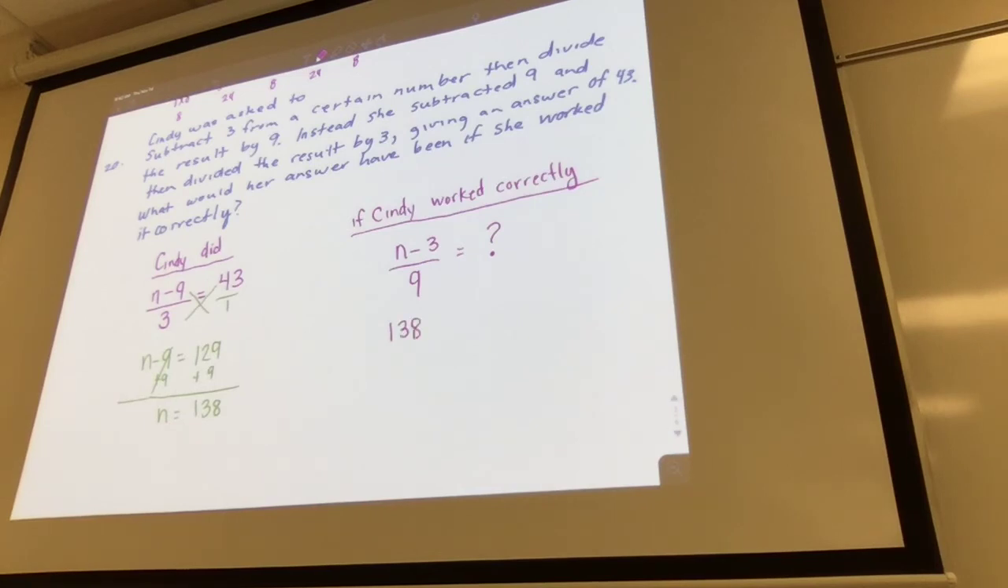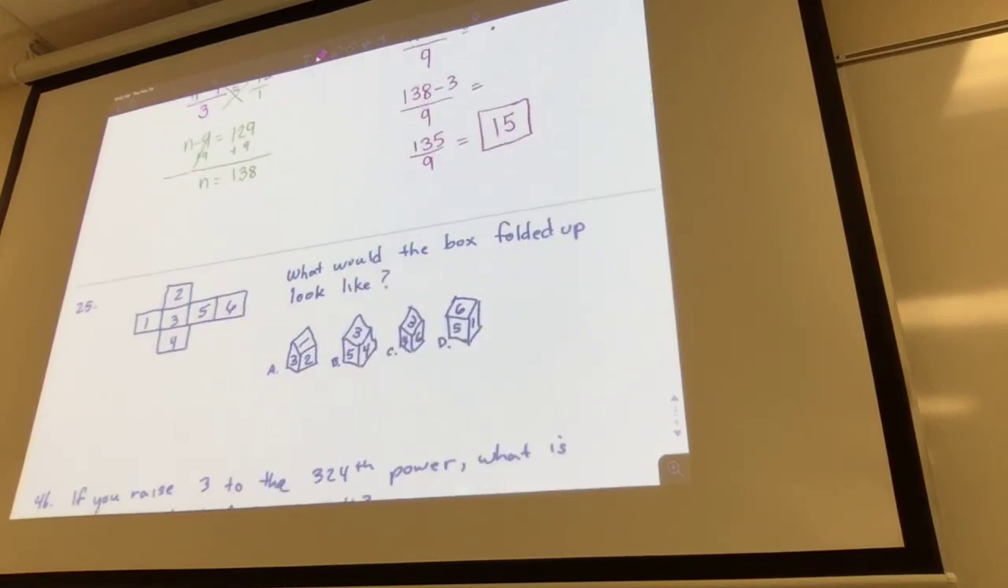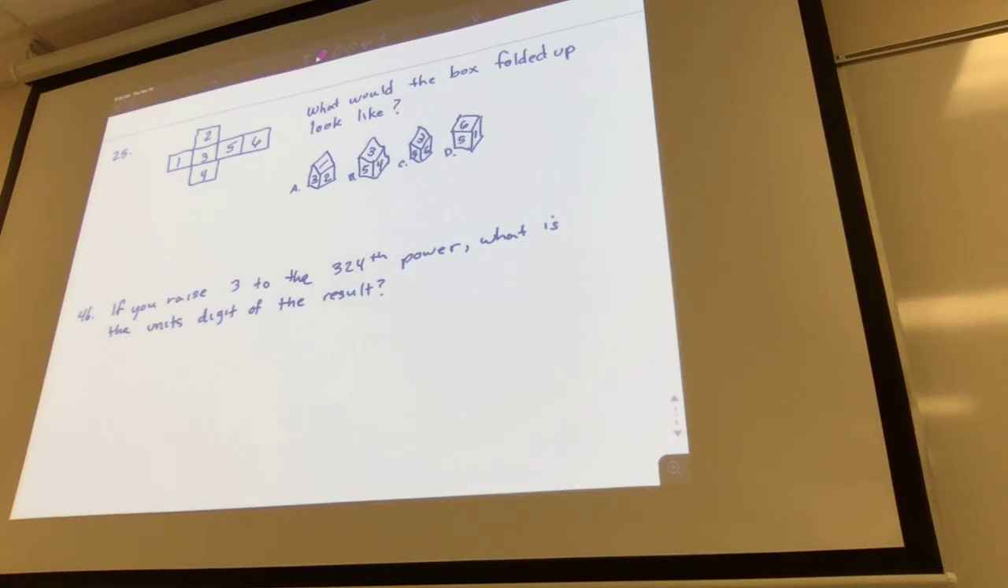So if you take 138, that we found over there, we need to figure out what we can get there. So that's just going to be 138 minus 3. Nine goes in there 1 time. 4 left over, so 45. 9 times 5, 45. There you go. 15. All right, 25.